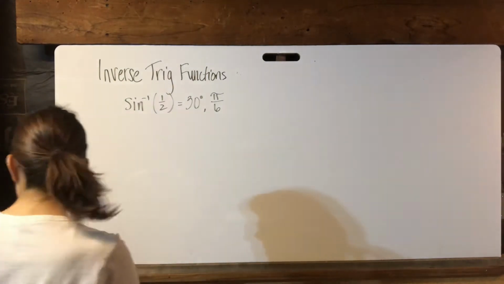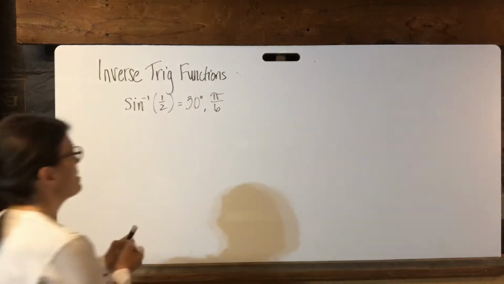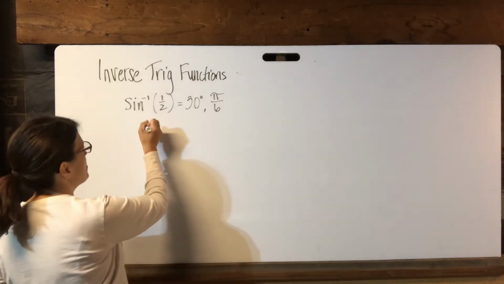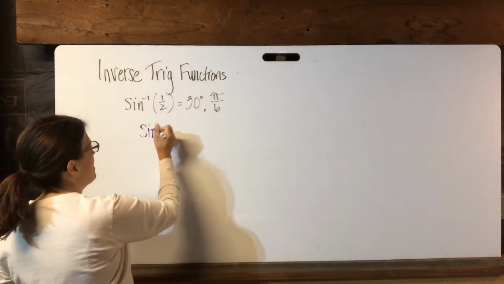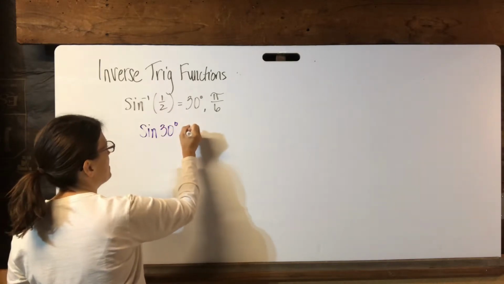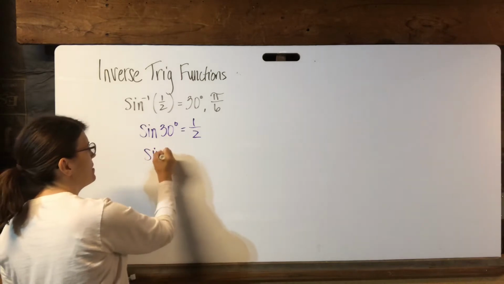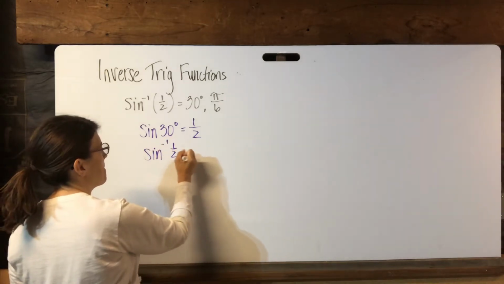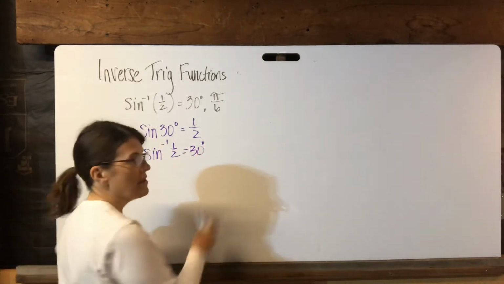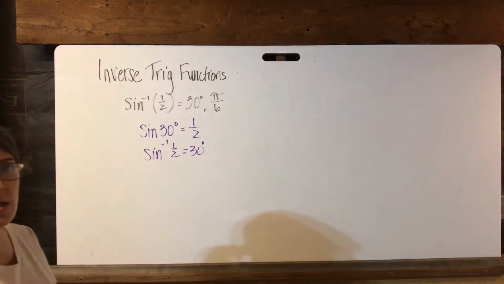The thing you need to remember is that you are working backwards. I'm telling you that the sine of 30 degrees is 1/2. So doing the inverse sine of 1/2 gives 30 degrees.